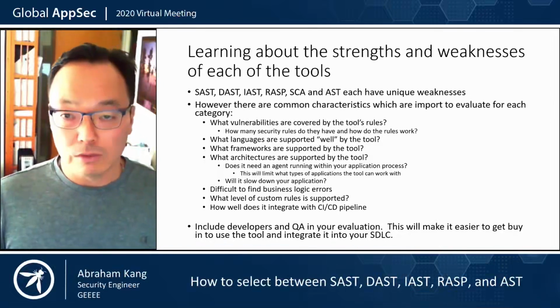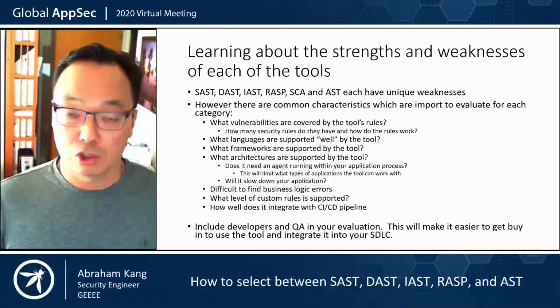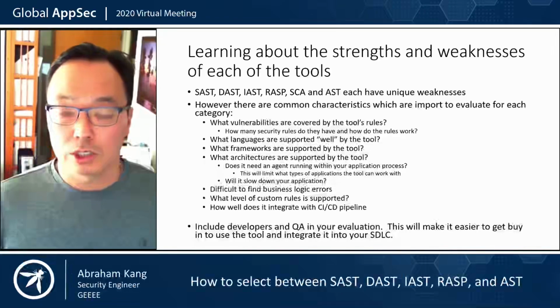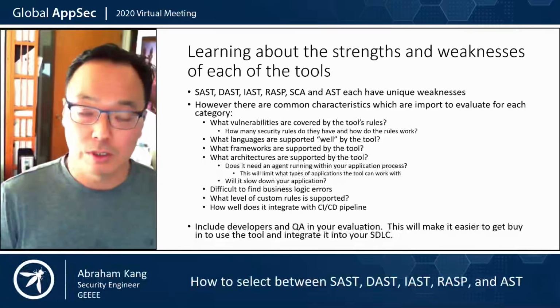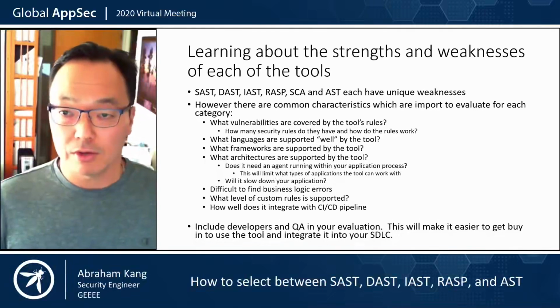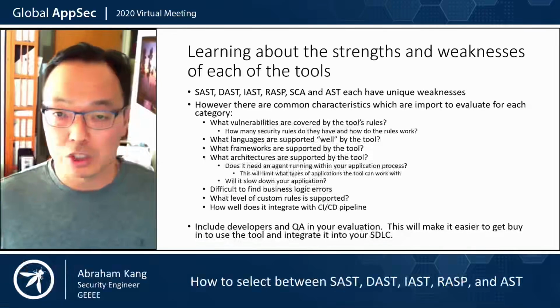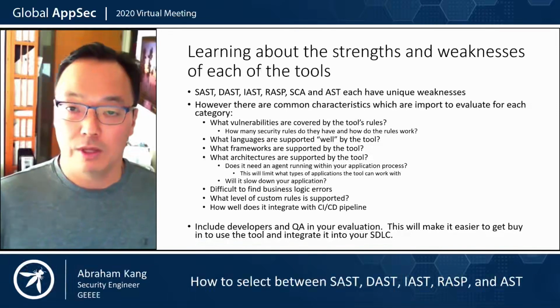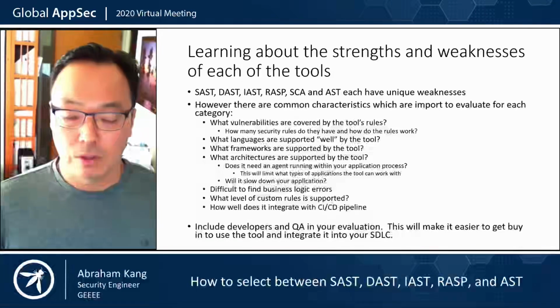The other thing is all of these tools to a certain extent are going to struggle with finding business logic vulnerabilities. So you may want to write your own custom rules. And if you're going to write your own custom rules, you need to know what level of custom rules the tools support. So some tools might support custom rules that are simple grep scripts. Other tools may have custom rules which allow you to manage state, control flow, look at your code and set up variables that other rules can build off of.